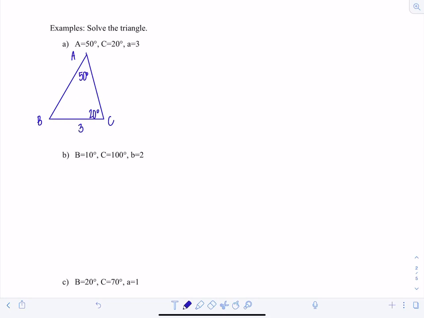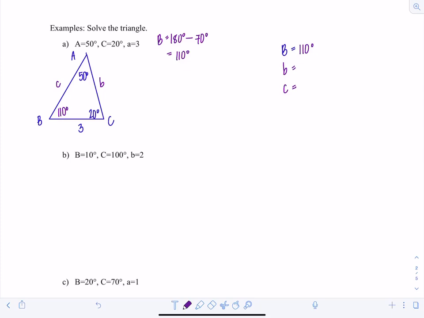Okay, so let's see what's missing. Well, I need angle B. I need to also determine side b and side c. Okay. Well, I can figure out angle B very easily because all the angles in a triangle need to add up to 180, and 50 plus 20 is 70. So angle B is going to equal 180 minus 70, which is 110 degrees. So I'll go ahead and label that in my triangle now.